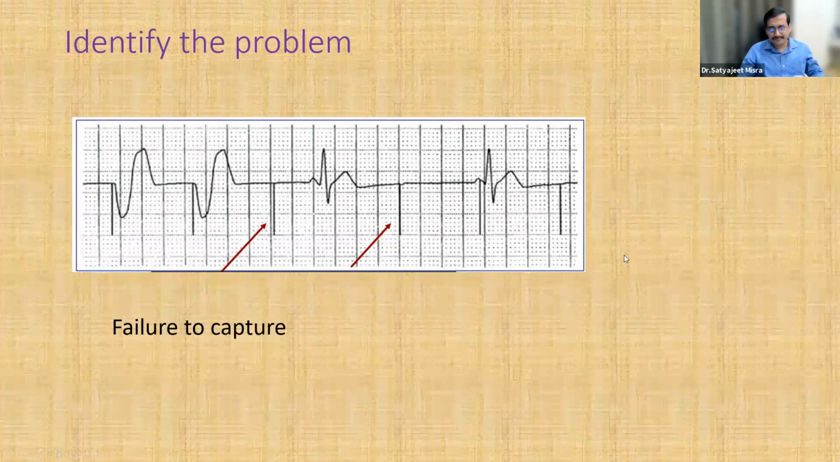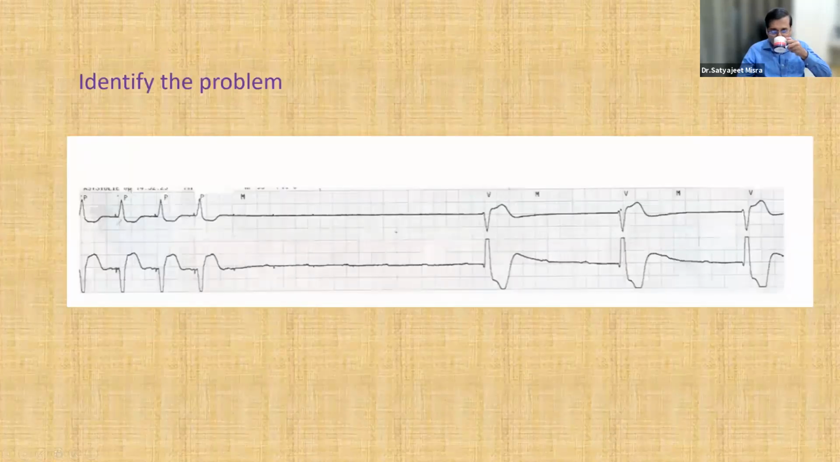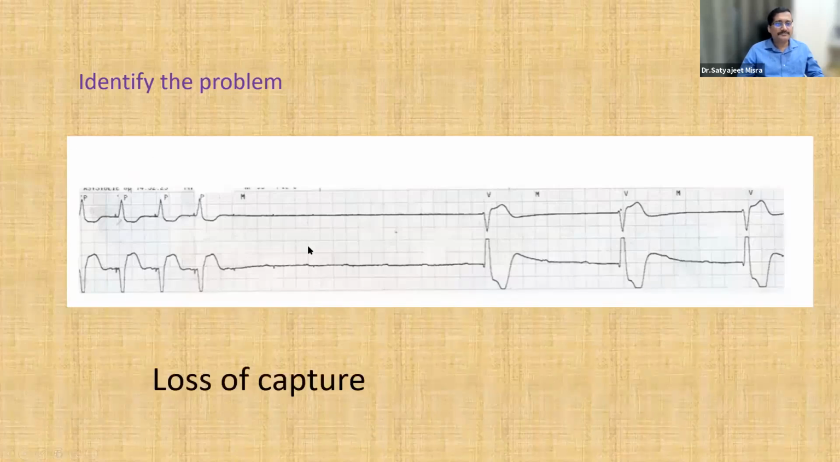What is the problem here? Any idea? Again, you can see there's a pacing spike here, followed by a QRS complex, pacing, QRS, pacing, QRS. You can see small pacing spikes, but you can't see a QRS complex. There's a big gap between the next pacing spike and the QRS complex. Again, there is a big gap here. You can see the small pacing spikes throughout, but there's a brief period of asystole. So again, that's a loss of capture here.